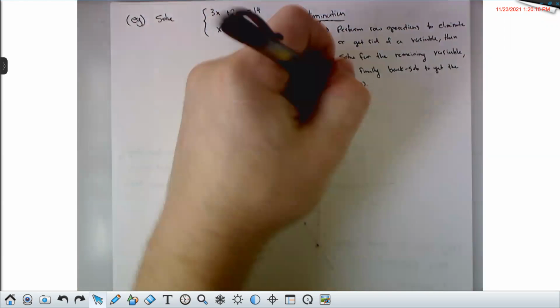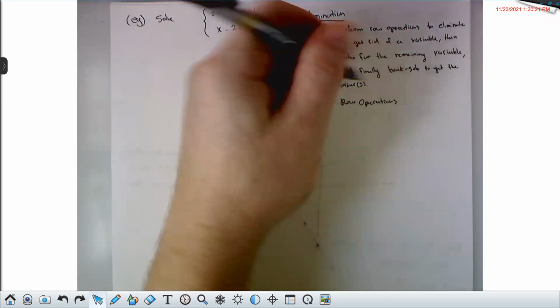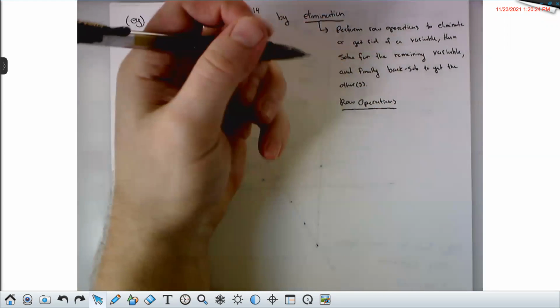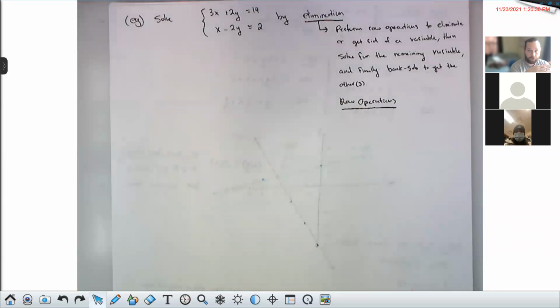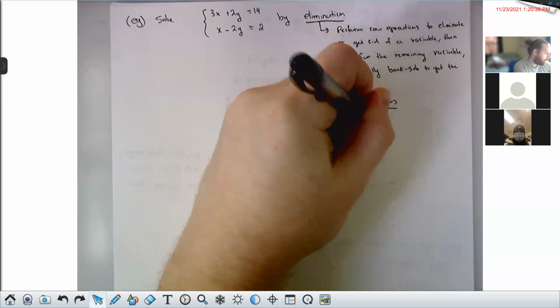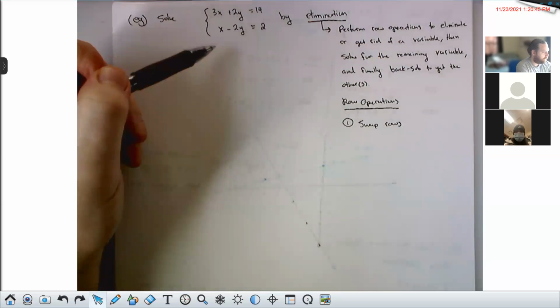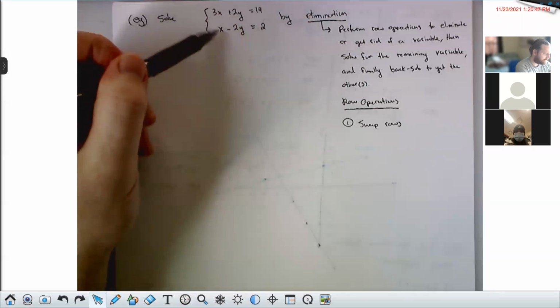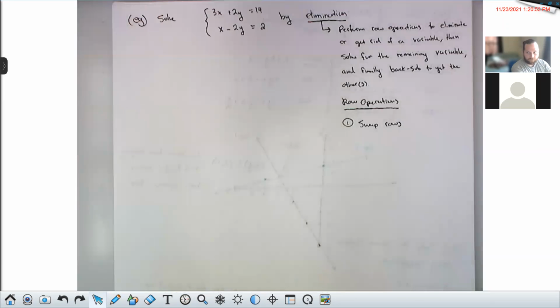What are the row operations? Well, there's 4 basic things that you can do to a system of equations. 4 operations that you can perform on the system without changing the solution. The first one, you can swap any 2 rows. So write 3x plus 2y equals 14, x minus 2y equals 2. If I just wrote this equation first and this equation second, it doesn't change anything. Same system. Still asking for the intersection point of those same lines.